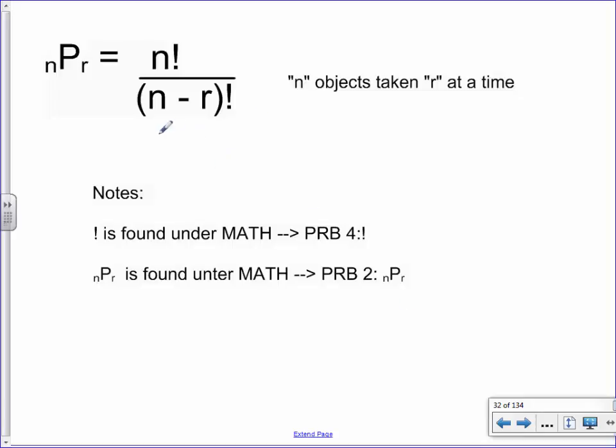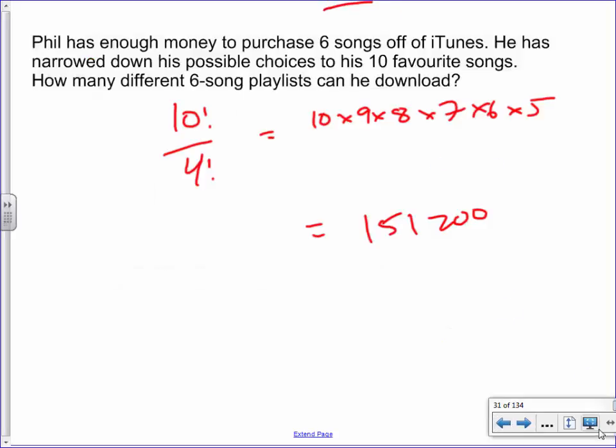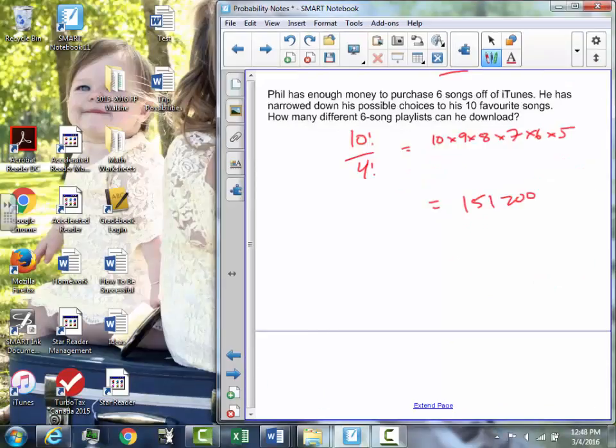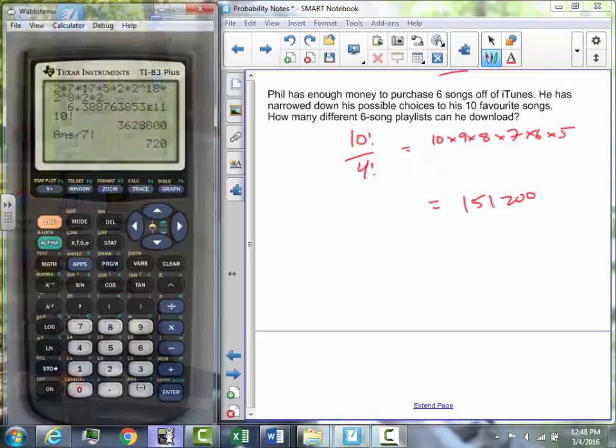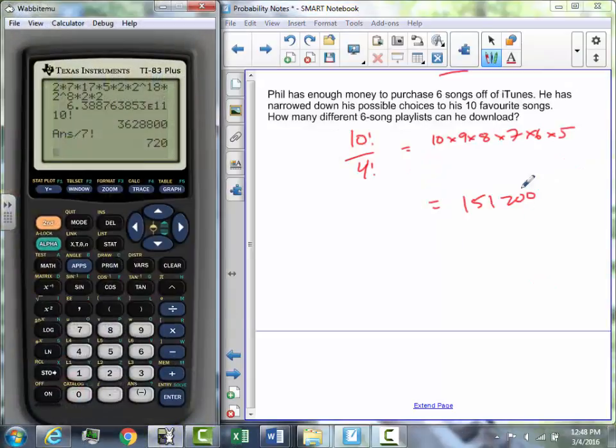Okay? And the way it works is you put in a number, n, first, then you use the symbol nPr, and then the last one, r. r is the ones that actually get to be chosen. Let me show you how to use this. So let's go back to this example here. Grab your calculator. So I already know the answer should be 151,200. First type in 10, because there's 10 songs.